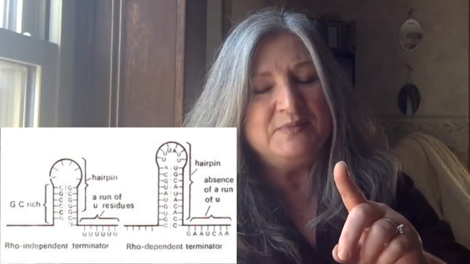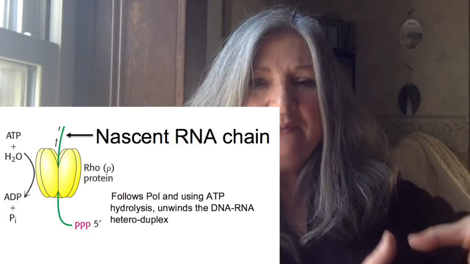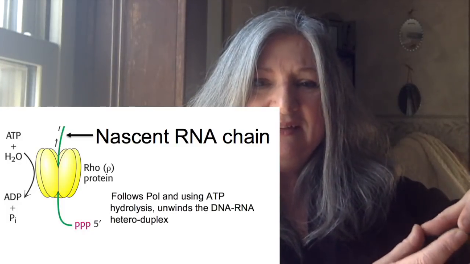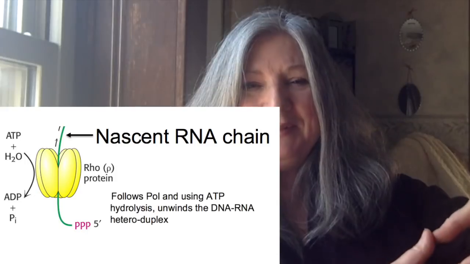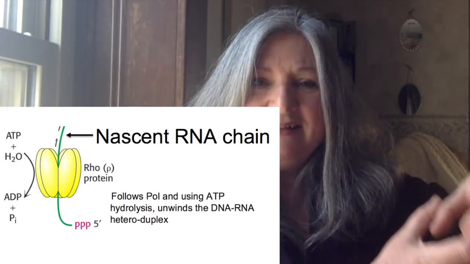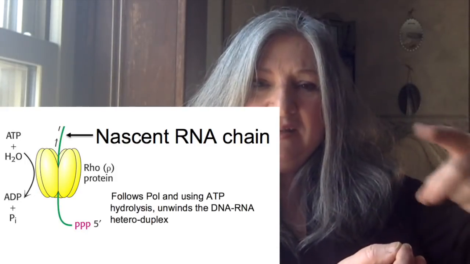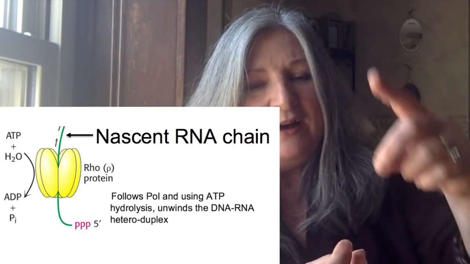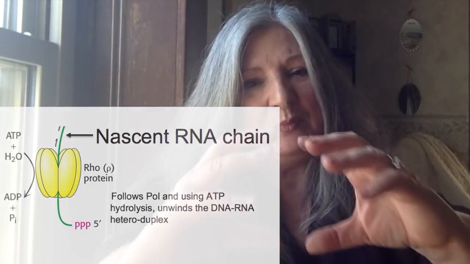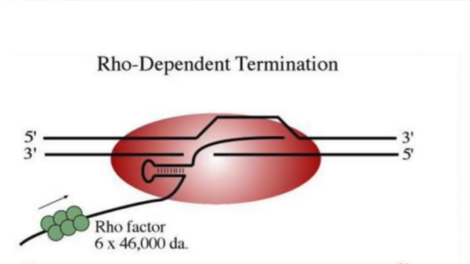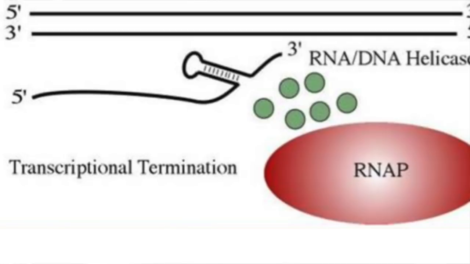This is where Rho comes along. Rho is a multimeric protein that looks sort of like a donut, and it is an ATPase. So it can bind to a region of the transcript that's just come out of the polymerase and can attach there, and then through ATP hydrolysis, it can move up that transcript until it hits the paused polymerase to dislodge the RNA from the template. So the RNA falls off, polymerase falls off, and we have termination. And again, that's Rho-dependent termination.